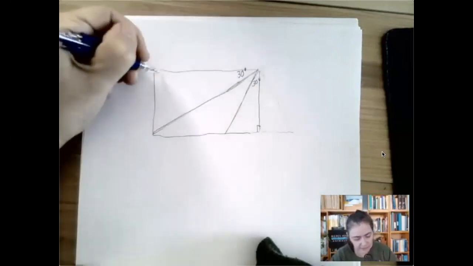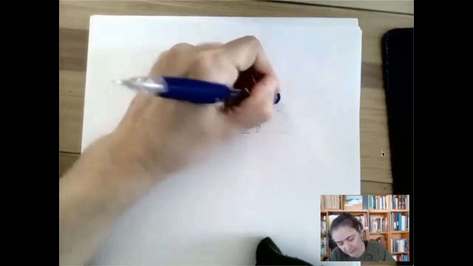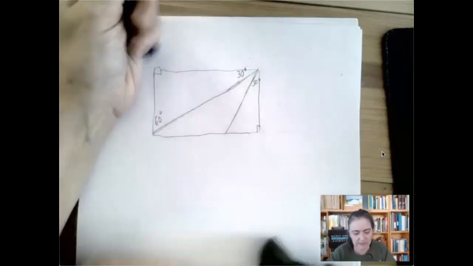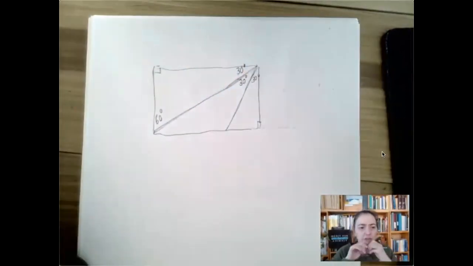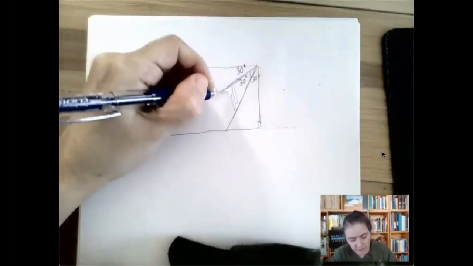And check this out. This is another 30, 60, 90 triangle. And no side is given. Just that these three angles are equal to each other. And the question is, what fraction of the rectangle is shaded?